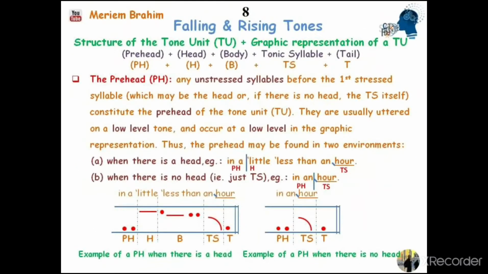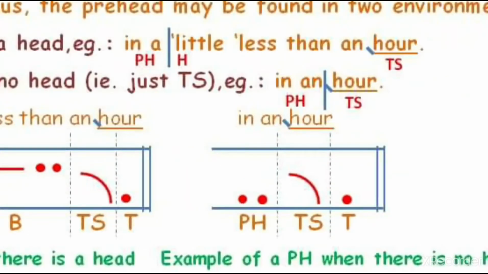However, here in this second example, "in an hour", we don't have a head, we don't have any element, we have just the prehead and the TS with the tail. So in an hour, "in an" is two dots, and the TS is "hour", a curved line from a mid to a low level, and the tail is one low dot.